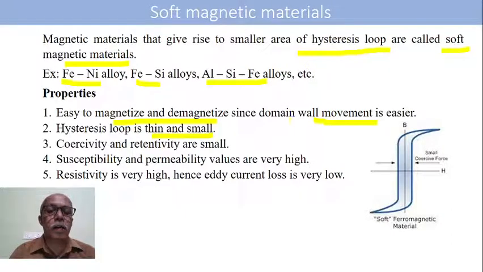Coercivity and retentivity are small. Less amount of reverse magnetic field is enough to demagnetize, and even when H becomes 0, a small amount of B is left behind. In the sense, a small quantity of magnetism is left behind in the specimen even if H is removed. Susceptibility and permeability values are very high, and resistivity is very high, hence eddy current loss is very low.